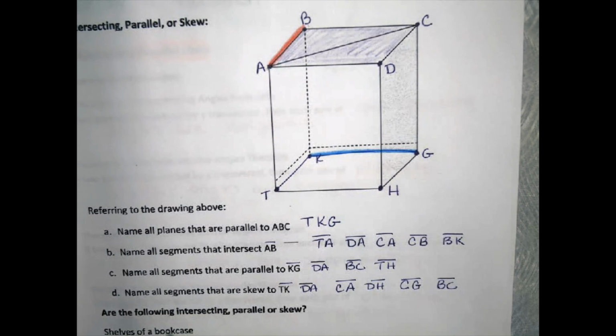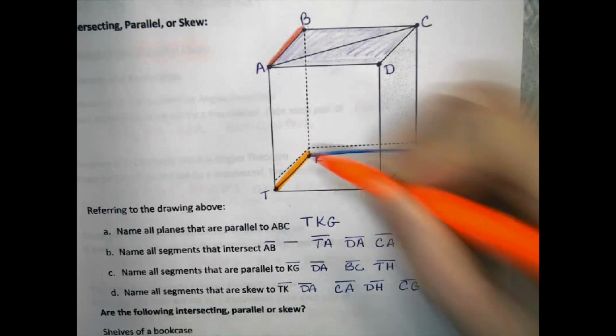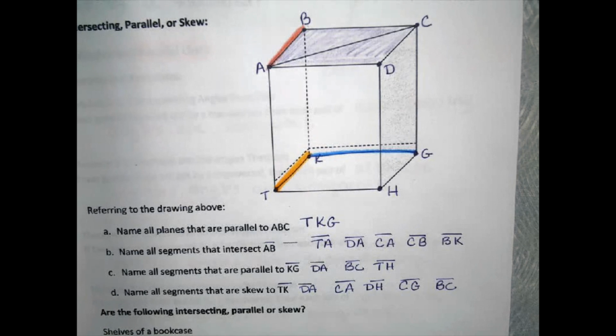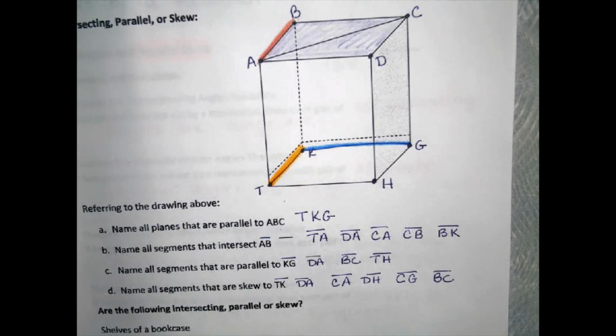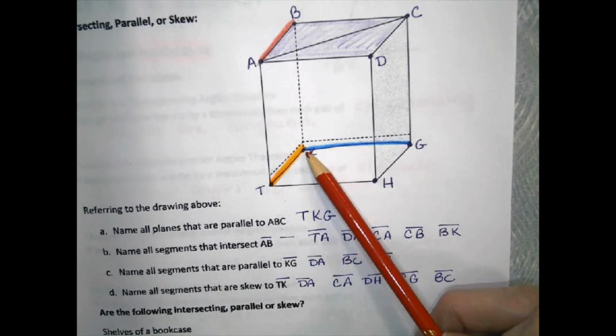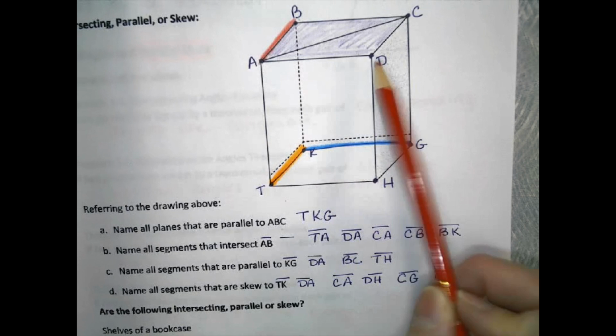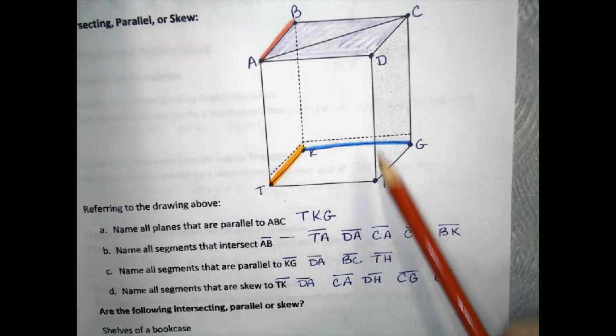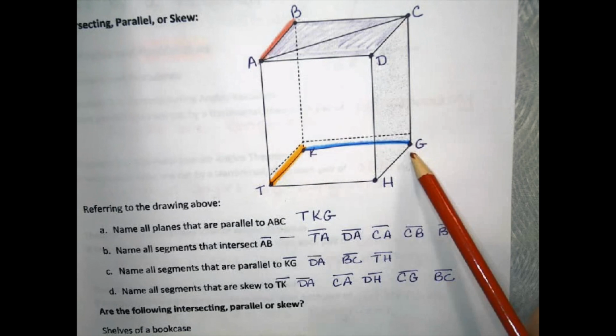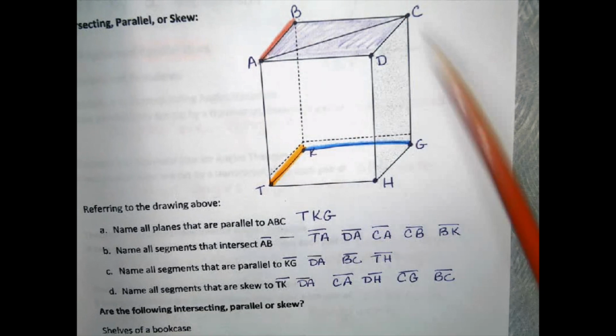D asks you to name all segments that are skew to TK. TK is this segment also on the bottom of the box. Remember, skew means that they are neither parallel or in the same plane. So skew segments are ones that will never intersect. So looking for segments skew to TK, I come up with DA, CA, DH, CG, and BC. So take a moment and jot those down.